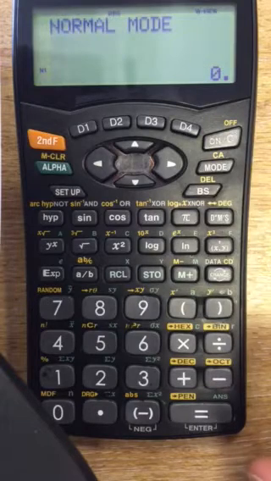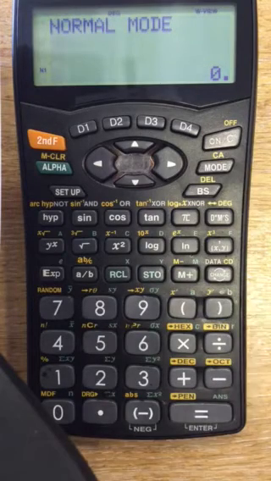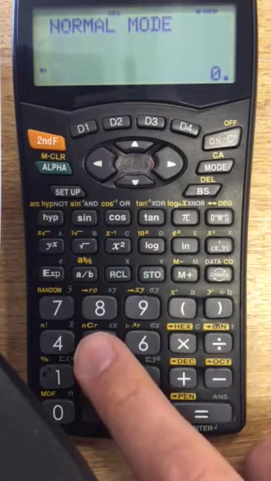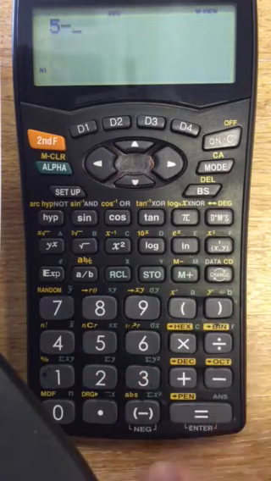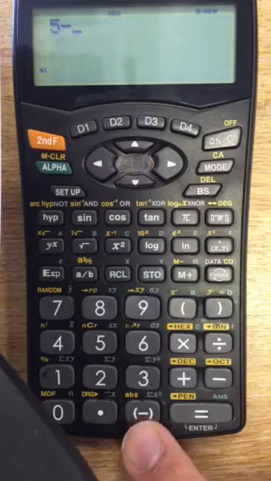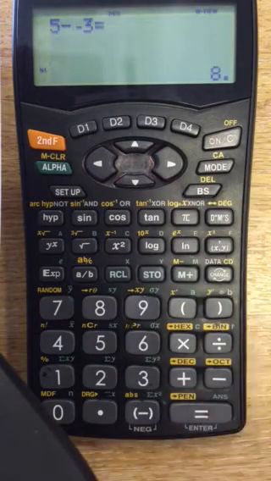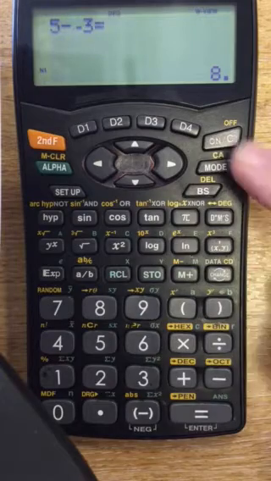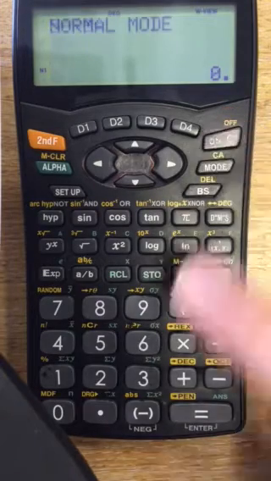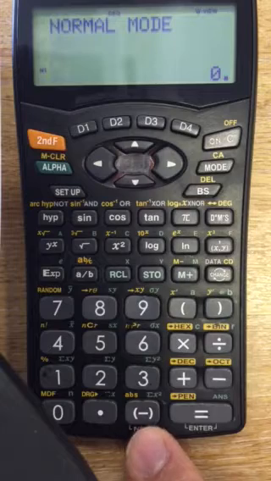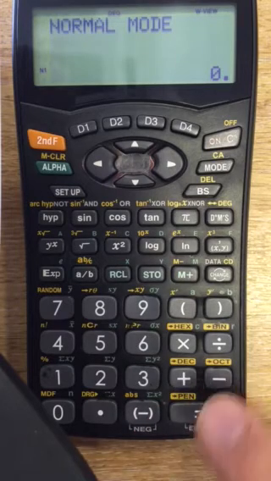You also need to know about how to type in negative numbers. So for example, if I wanted to do 5 take away negative 3, you press 5 take away, then negative is here, so negative 3, and that gives me an answer that I'd expect of positive 8. So if you're typing in a negative number, remember to use this key here and not this one here.